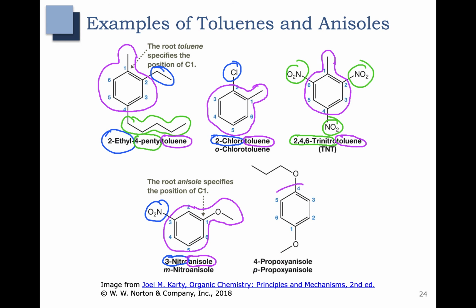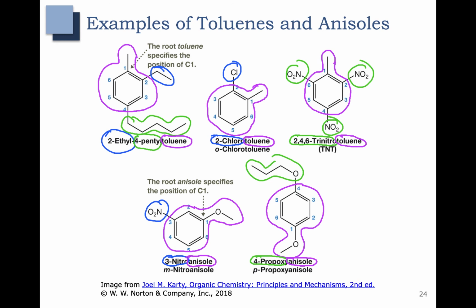In our last example, here's the anisole here. Again, the anisole gets number 1, so that gives us 4-propoxyanisole. You could also call this para-propoxyanisole or p-propoxyanisole.